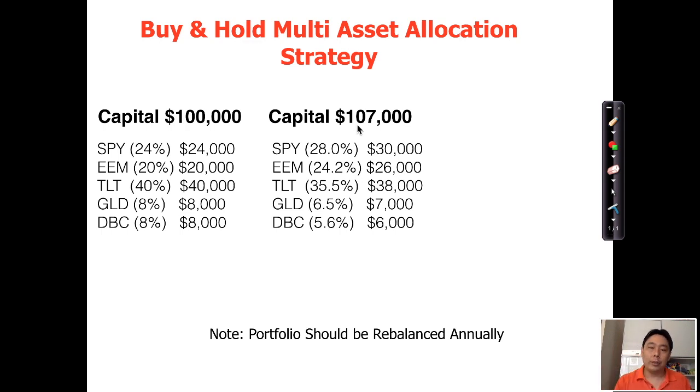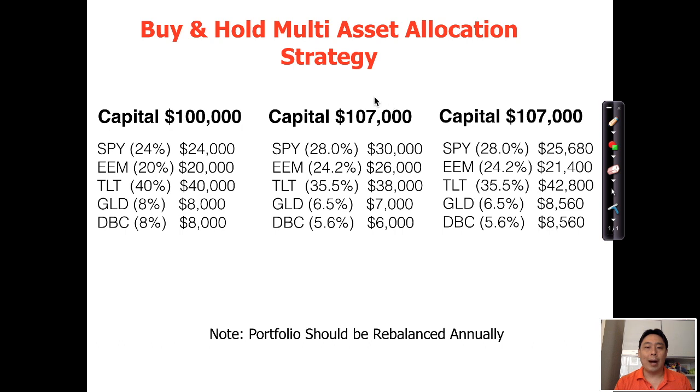But what happens now? Notice that now US stocks account for 28% of your portfolio, because 30,000 of 107,000 is 28%. And now gold is only 6.5% and bonds is only 35.5%. So you still want to maintain this original percentage. So you have to rebalance it. What does it mean? It means you have to sell some of your SPY ETF shares and then allocate them to the bond ETF. Similarly, you sell some of the EEM shares and allocate them to the gold and DBC ETFs. By doing that, you rebalance it.